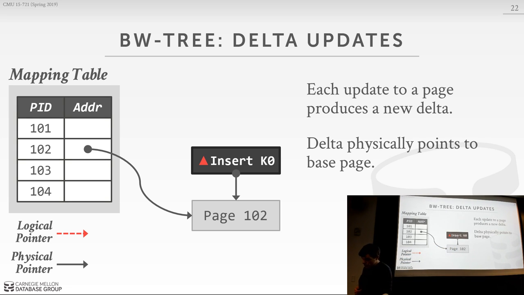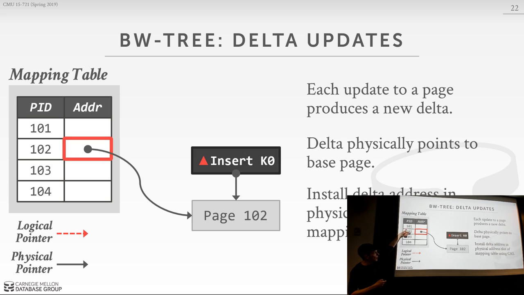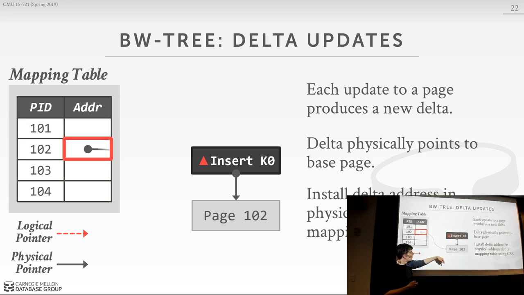And now, to install this update, I go to the mapping table and do a compare and swap to change the physical pointer to point to my delta record instead of the base page. If that compare and swap succeeds, my modification is fully installed in the page. Any other thread that comes along and wants to get to page 102 does the lookup into the page table and gets a pointer to this delta record. There's a little bit in the header that says you're looking at a delta record, not a base page, and then it knows how to interpret whatever information is recorded in that delta record to find or do whatever it needs to.